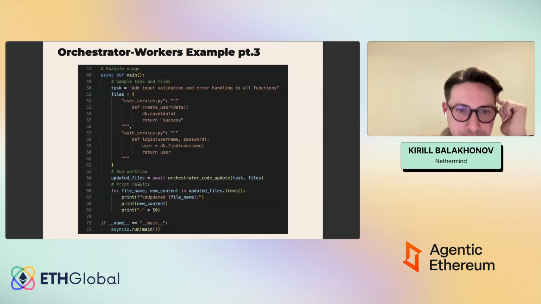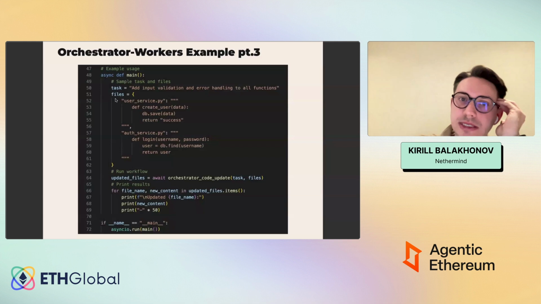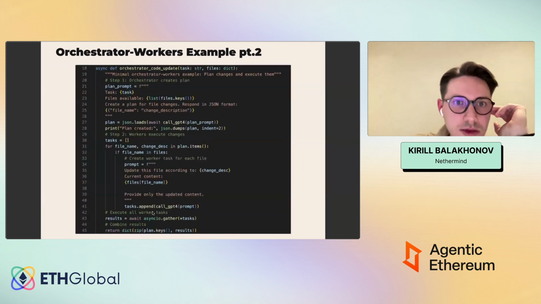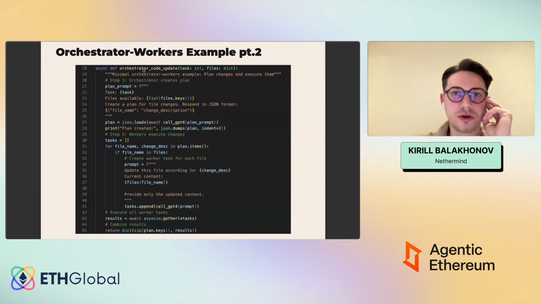So let's first look at here. Updated files: we run orchestrator code update with task and files. The task is this prompt, and files is a dictionary with the key as the name of the file, and the value as the text of the file, the text of the function. And after we did this, we just print that. So what we have in the orchestration code update: task and files as inputs.